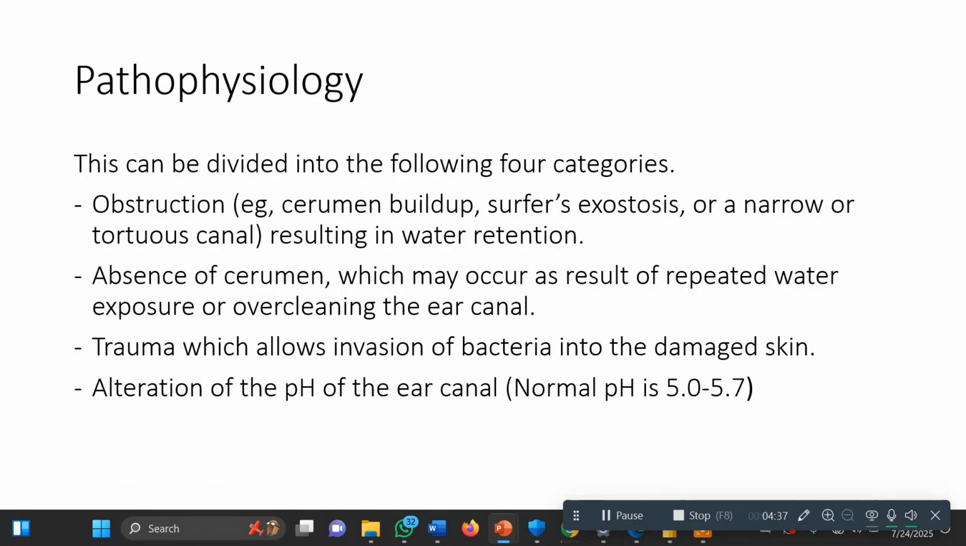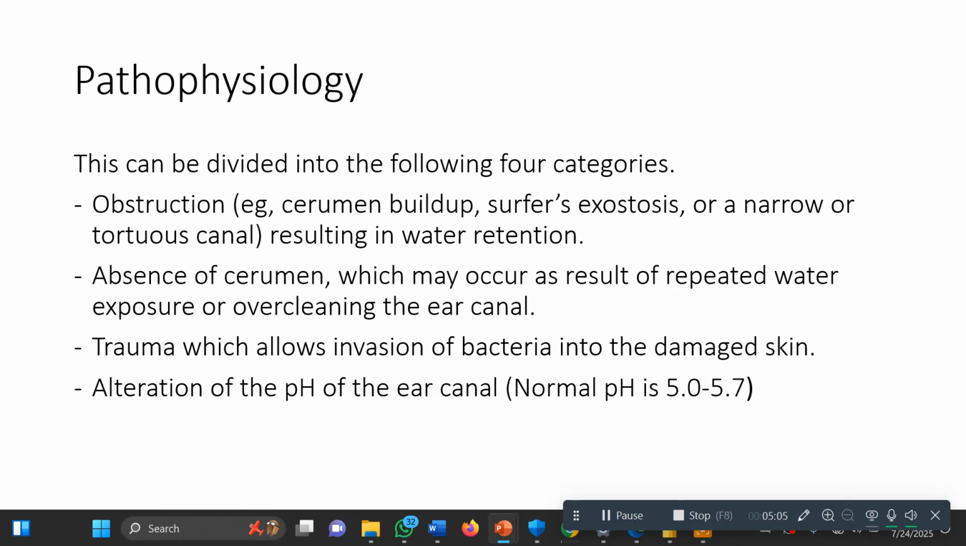Pathophysiology can be divided into 4 categories: one, obstruction; second, the absence of cerumen; trauma; and alteration in the pH. For obstruction, this involves cerumen building up within the ear canal and narrowing of the tortuous canal, resulting in water retention.